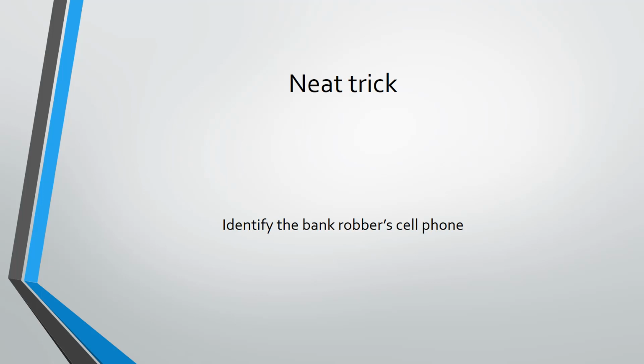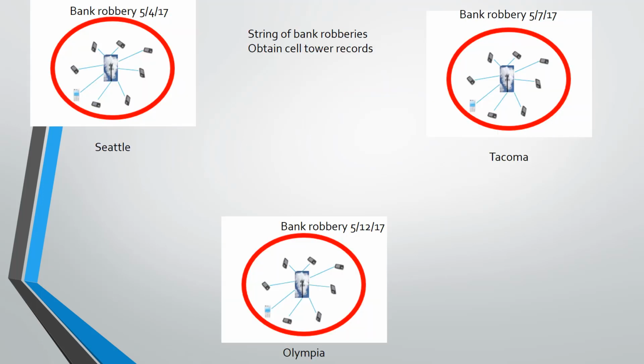So, for example, here's an easy one. It's been done several times in the past. It's identifying a bank robber's cell phone, and you can tie this to a serial murderer. You can tie this to theft. You can tie this to stolen cars. Anything you can tie this to, really.